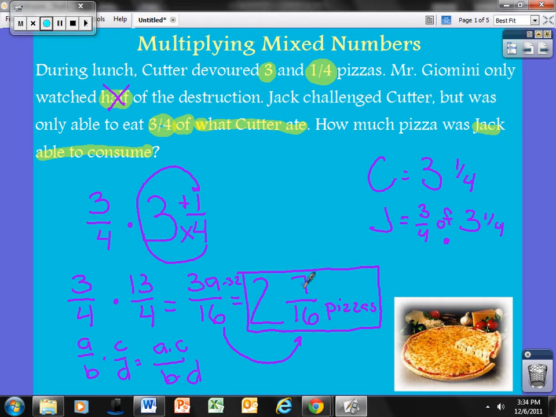Because half of 16 is 8. 7 is just below 8. So Jack ate just under 2.5 pizzas. Nice job, Jack. Unfortunately, you lost out to Cutter.